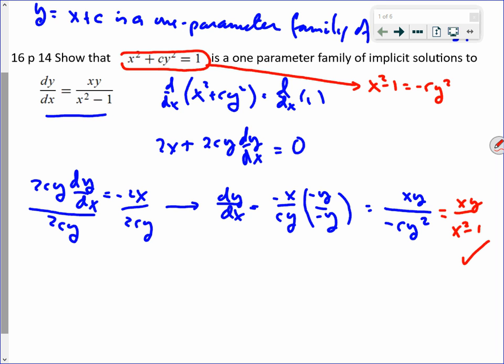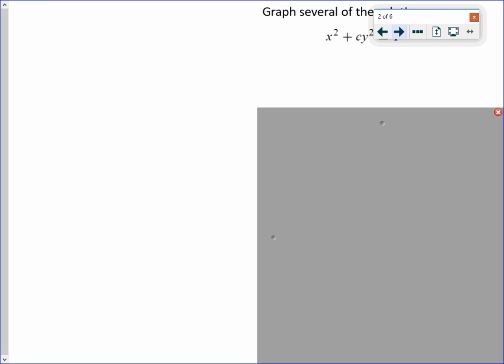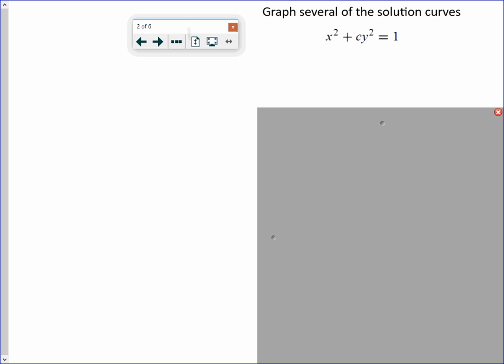Okay. So what I'm going to do is, let's take a look at that. Let's analyze x squared plus cy squared equals 1. Well, if c is equal to 0, it's just x squared equals 1.